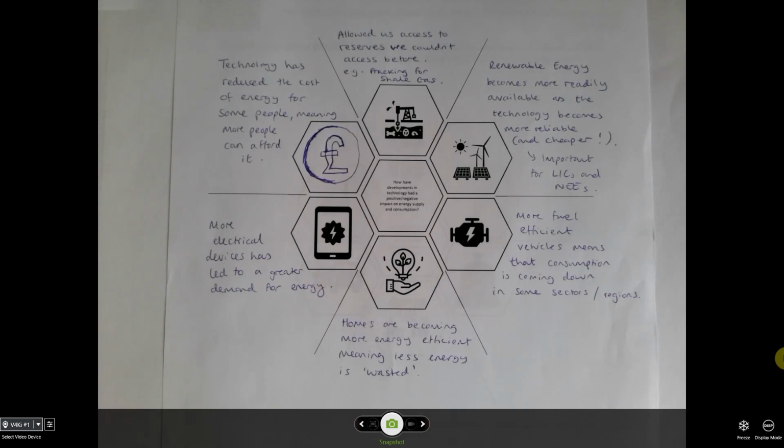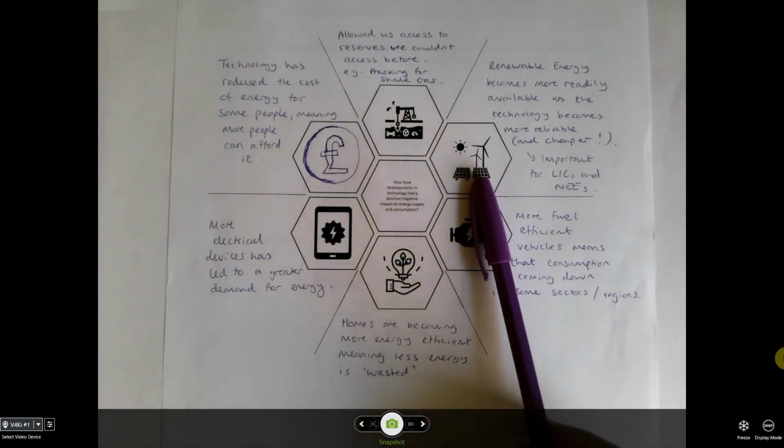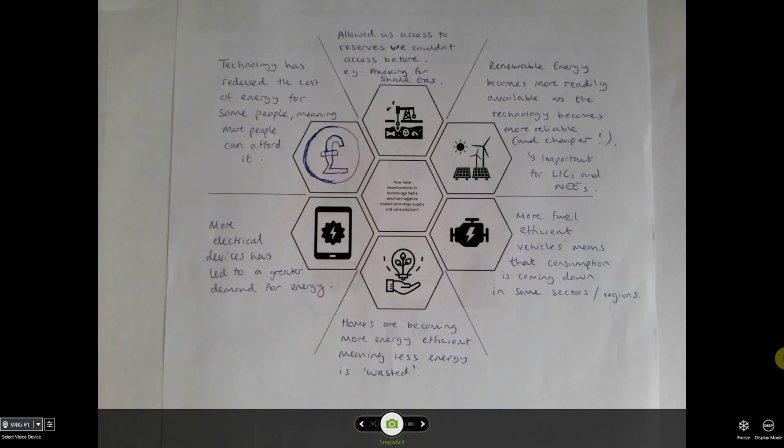You then had to come up with maybe a final reason, a sixth reason in the blank hexagon of how technology can have a positive and negative impact. One thing I would say is maybe that technology has reduced the cost of energy for some people. So as a result of fracking, as a result of renewable energy, those two things have particularly pushed down the cost of electricity and the cost of natural gas for different groups. So people in the past who might not have been able to afford to access certain forms of energy can now do that, because that technology has meant that the energy is cheaper and it's more readily available.